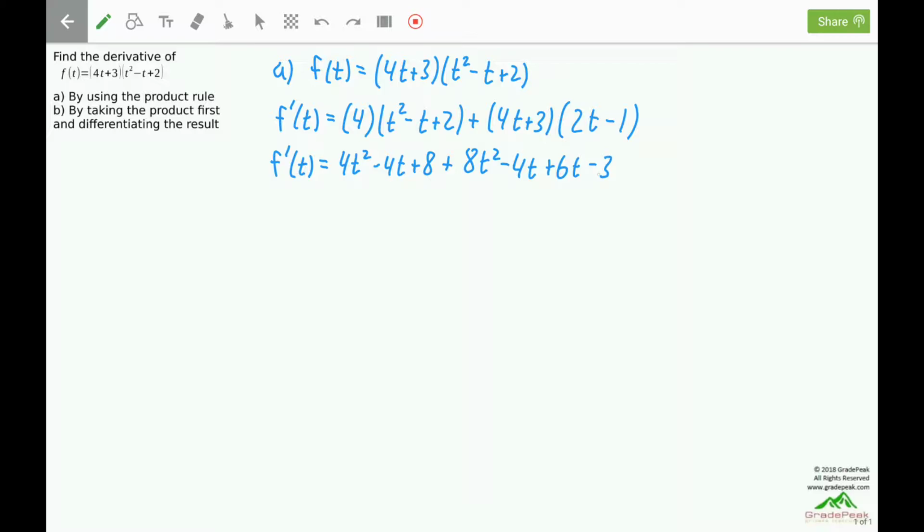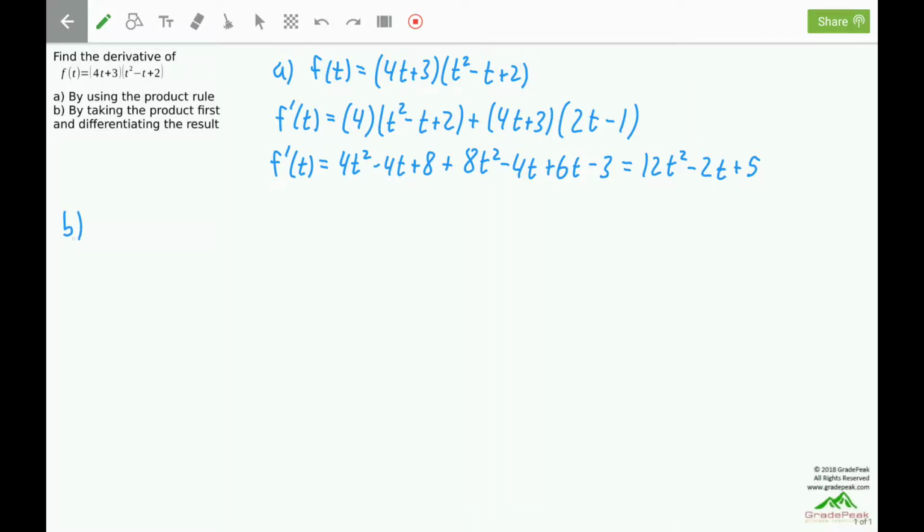Let's combine like terms together. There's two t squared terms, a 4 and an 8. 4 plus 8 is 12, t squared. There's a total of 3 t terms. There's a negative 4t, another negative 4t, that's negative 8t, plus a 6t. Negative 8 plus 6 is negative 2t. And then we have two constants. We have a positive 8 and a negative 3. 8 minus 3 is a 5.